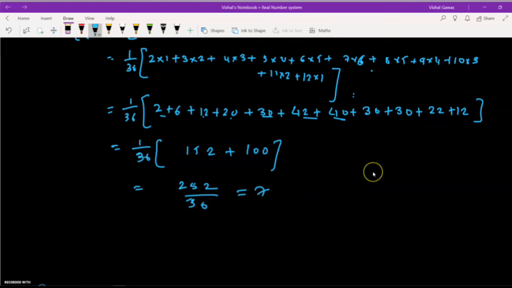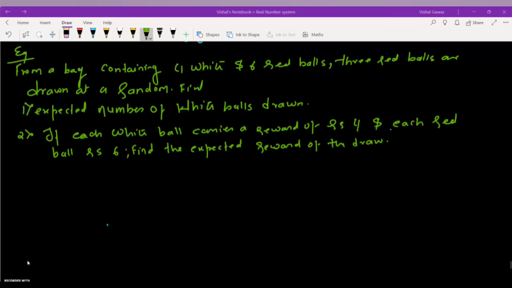Okay, so let's look at this problem. From a bag containing 4 white and 6 red balls, 3 balls are drawn at random. What we want to do is find the expected number of white balls. And the second question is, if each white ball carries a reward of rupees 4 and the red ball carries a reward of rupees 6, then what's the reward of the draw?